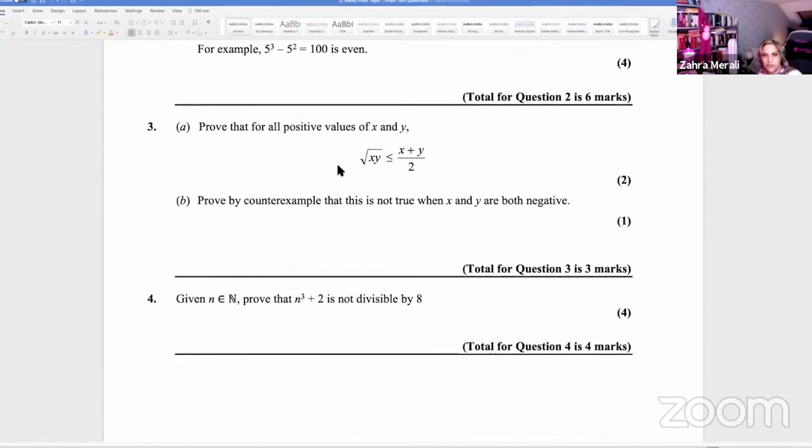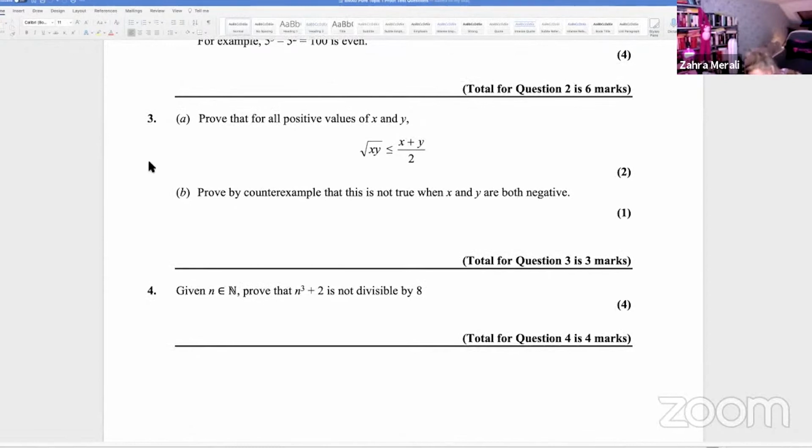Right, next question. Proof for all positive values. Okay, so the key here is positive. Now, when there's positive values, when we multiply or divide by them, it doesn't change the sign. That's the important bit. The minute it ends up being negative, it always changes the sign when you divide or multiply by a negative number. So positive values, and we've got an inequality, we know the sign's not going to change, no matter what we do to the numbers.